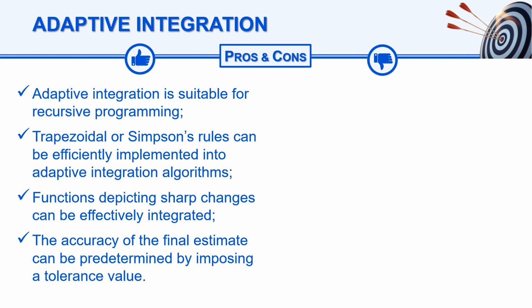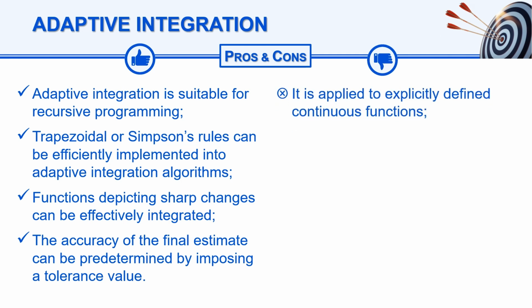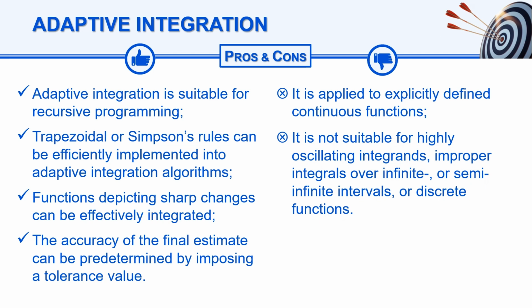The disadvantages of the adaptive integration are: it is applied to explicitly defined continuous functions. It is not suitable for highly oscillating integrands, improper integrals over infinite or semi-infinite intervals, or discrete functions.